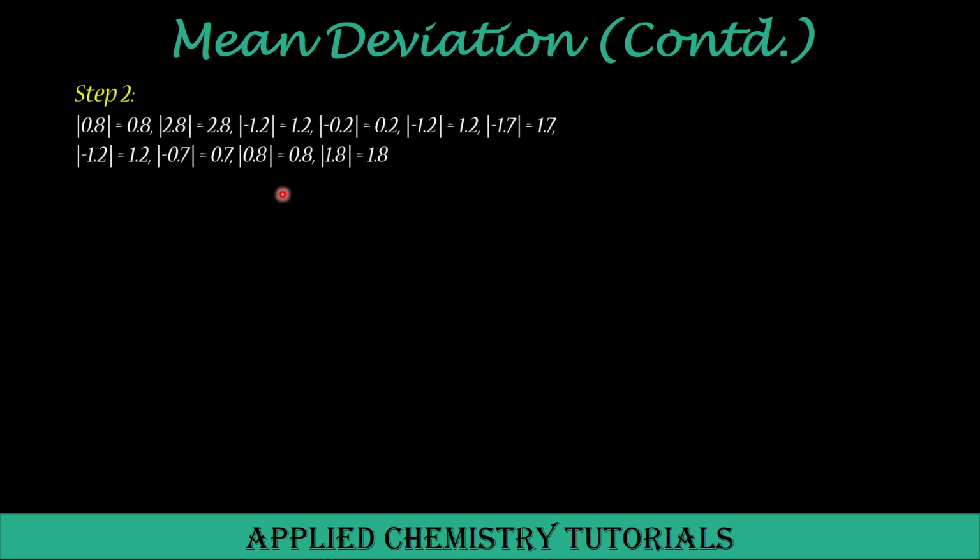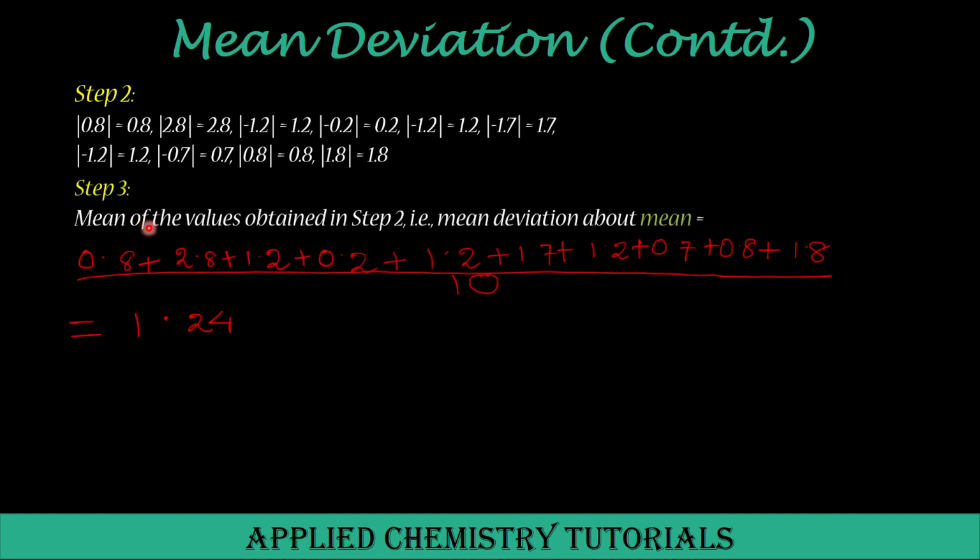So now in step 2, we need to take the absolute values of all the numbers that we obtain in step 1. So for 0.8, the absolute value will be 0.8. For 2.8, it will be 2.8. For negative 1.2, it will be 1.2, and so on and so forth. In step 3, the mean of the values obtained in step 2 needs to be calculated.